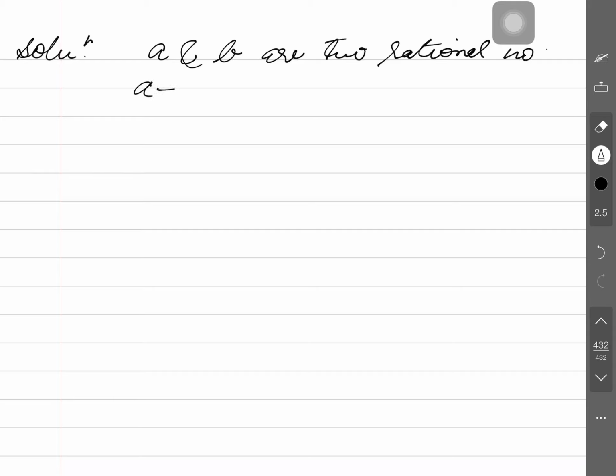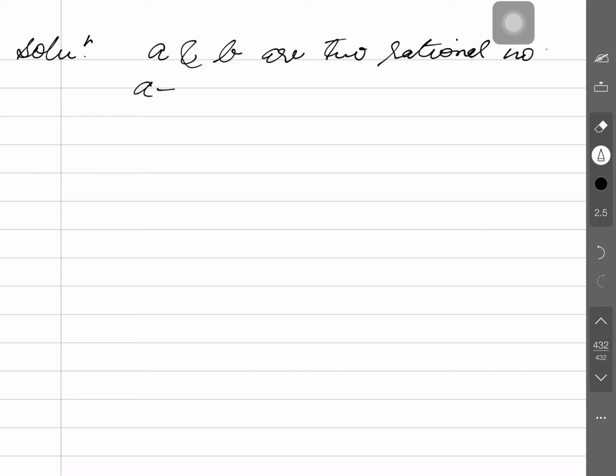So what is the question asking here? Insert a rational and an irrational number between 3 and 4. It's very simple. The method of solution: a rational number between 3 and 4. What will it be, please tell me? It is equal to 3 plus 4 divided by 2. What is that? 7 by 2. This is a rational number between 3 and 4.